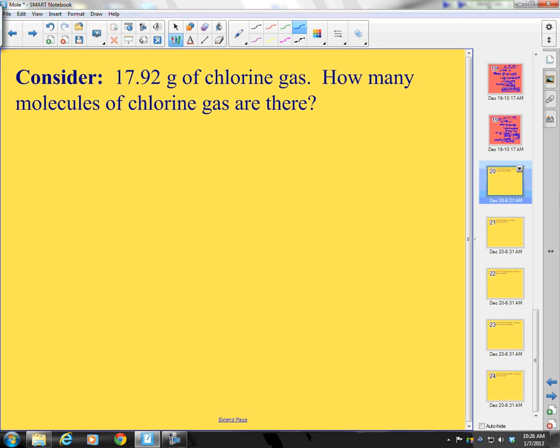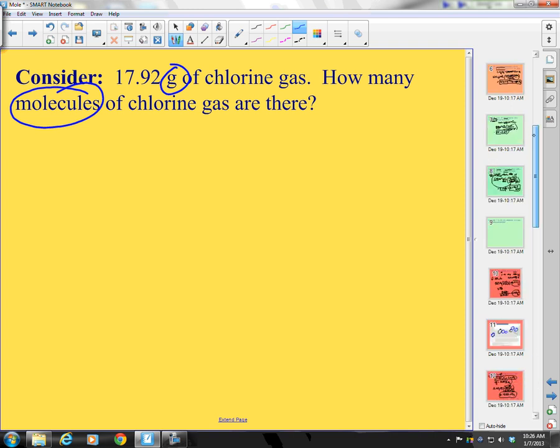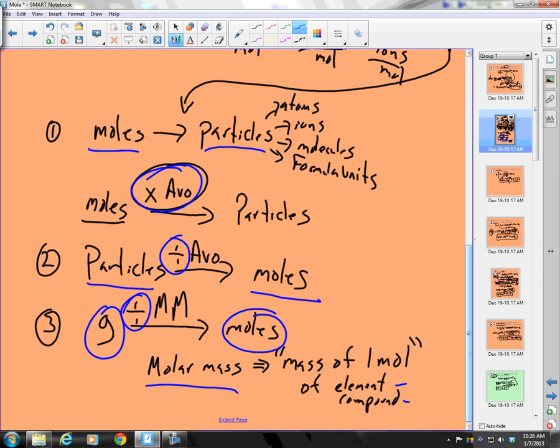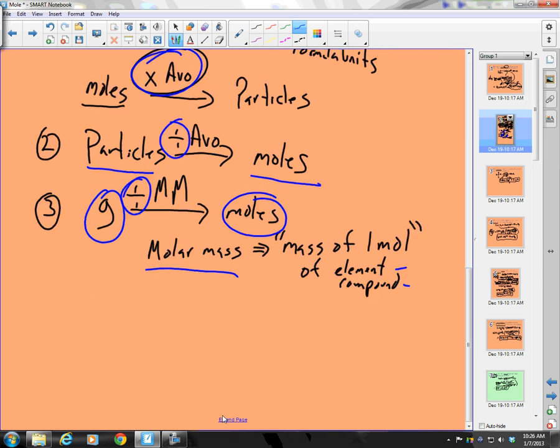I have 17.98 grams of chlorine gas. How many molecules? Aha, we're going from grams to molecules. How do I go from grams to molecules? Well, let's go back and add another equation here. I want to go from grams to particles, right? Molecules are particles. Can we go directly from grams to particles? No, I can go from grams to moles, and then I can go from moles to particles, and that's exactly what we do.